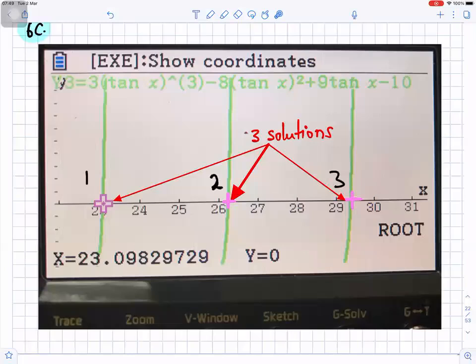And if you look on the graphics calculator, you will see there's 3 solutions. Number one, number 2, and number 3. Those are the 3 points where it crosses the x-axis, and those are the 3 solutions.